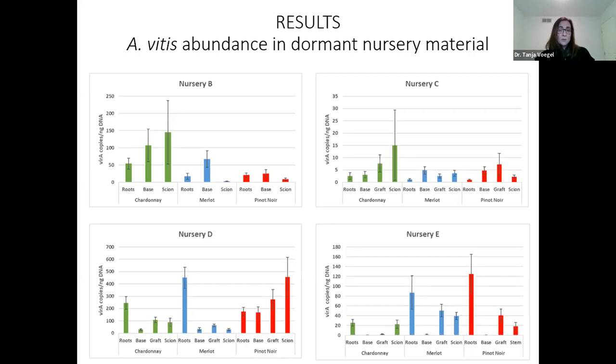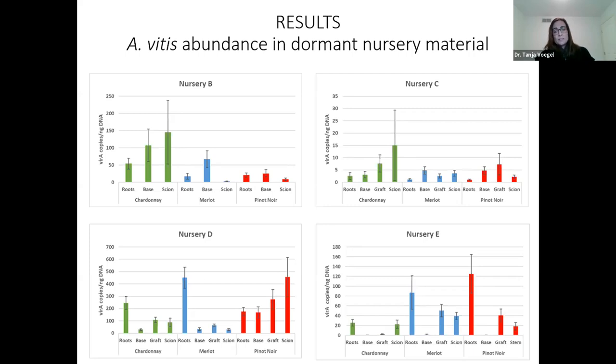There are differences between nurseries though. If we look at nursery C, the highest number here is 15, compared to nursery D, where we have the highest numbers at around 450. So there are differences overall between nurseries. You may also wonder about those huge error bars that we see here. This represents the variability between the samples. Among those 10 or 15 samples, sometimes we had zero bacteria, but in some others there were a lot. So that increases the variability.